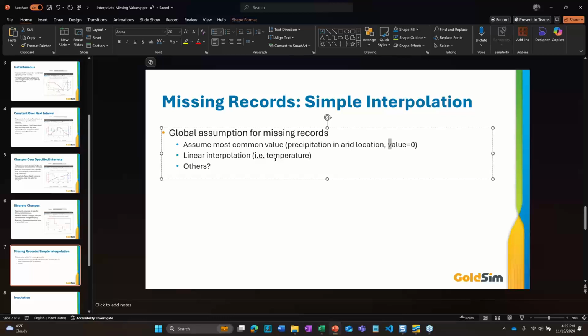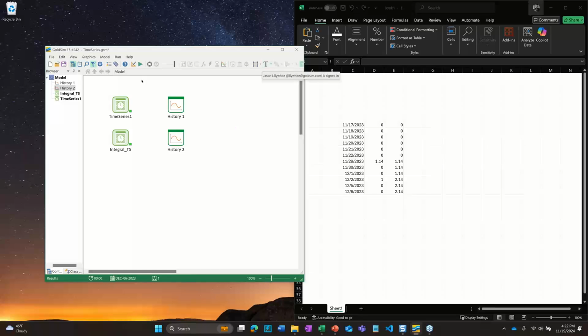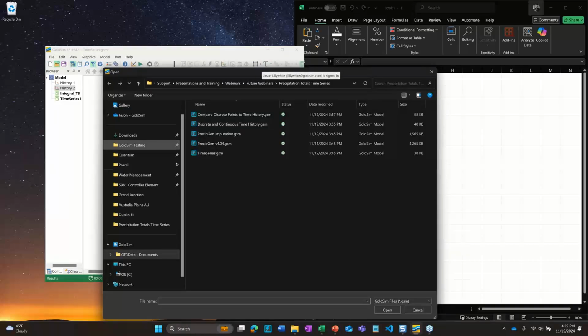Typically with time series records that you obtain that have few missing records overall relative to the number of total samples, it's not going to make a huge amount of difference which direction you go. But if we want to be more accurate, or I should say more realistic, something we should consider is imputation. So let me go there now. Open up another model.